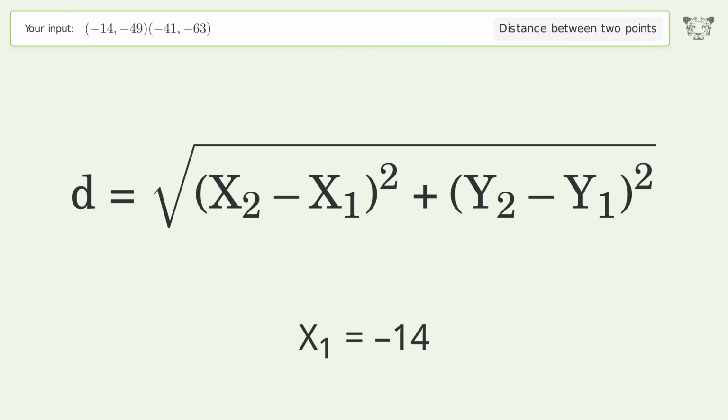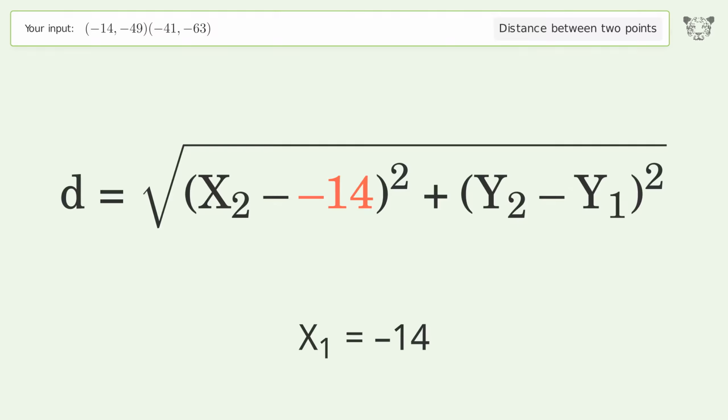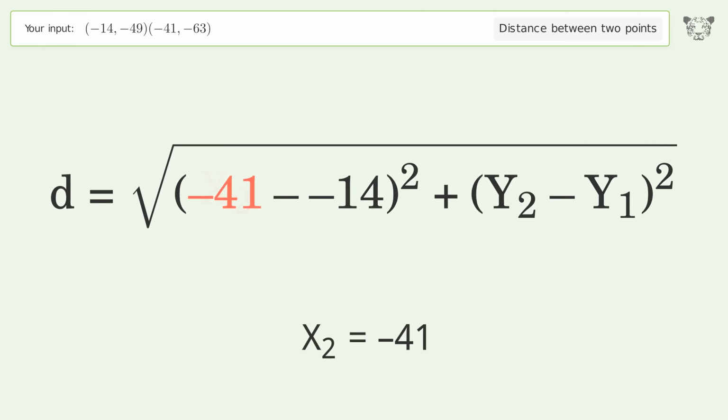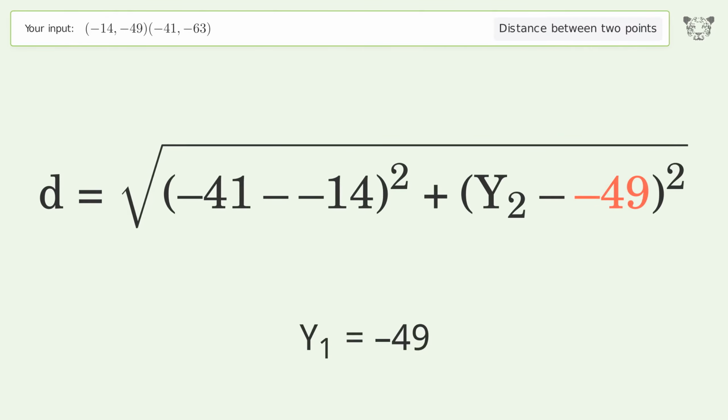x1 equals -14. x2 equals -41. y1 equals -49. y2 equals -63.